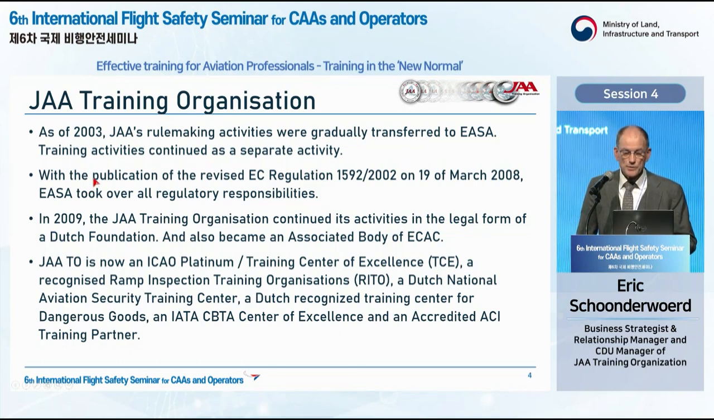At that time, we continued as a non-profit organization, but as an associated body to the European Civil Aviation Conference, a European organization supporting its 44 member states and being the center of expertise to them. We are the training arm. At this moment, we are an ICAO Platinum Training Center. Thanks to the presentation of Laura, we have already 12 years of experience in the field of competency-based training courses. We are an IATA Competency-Based Training Center of Excellence and an accredited ACI training partner. Also in ramp inspection we are recognized, and we have national recognition in the field of security and dangerous goods.